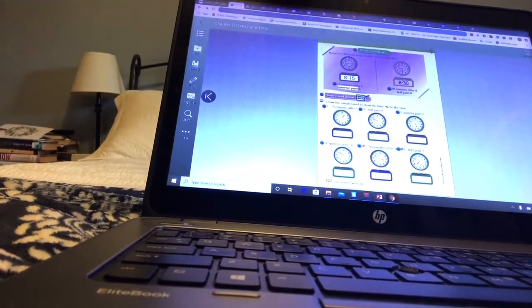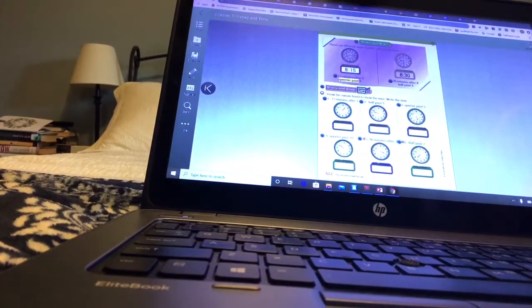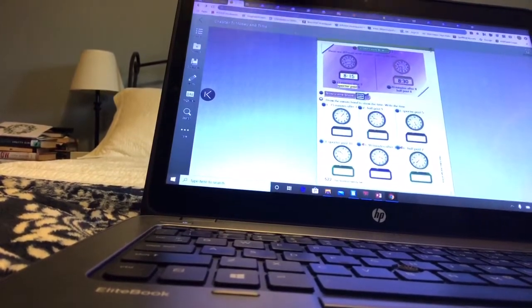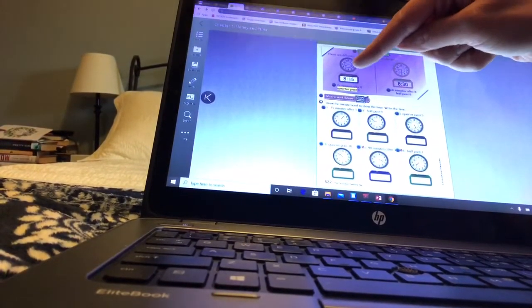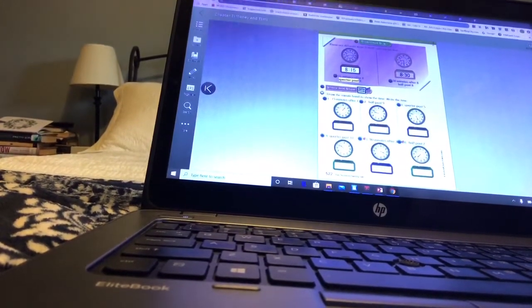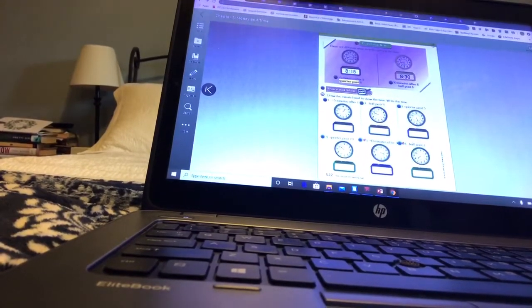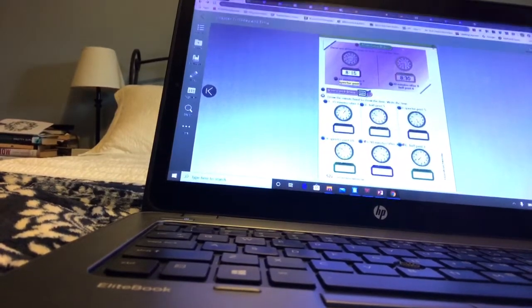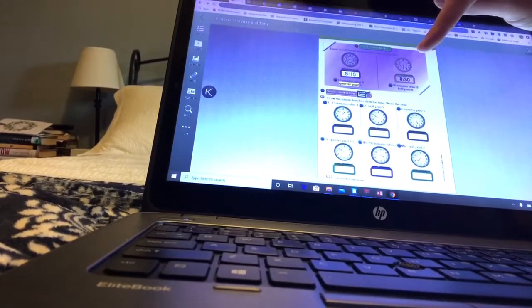Remember that there are 4 quarters in a dollar. There's also 4 quarters in an hour. That means I can split the clock equally into 4 equal parts, and each of those sections is a section of 15 minutes. So here's another one.